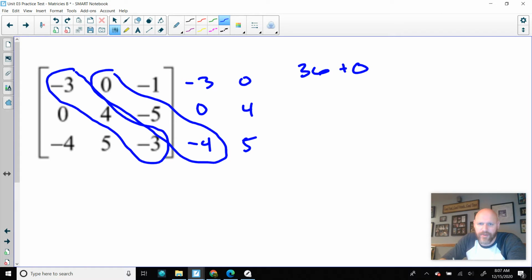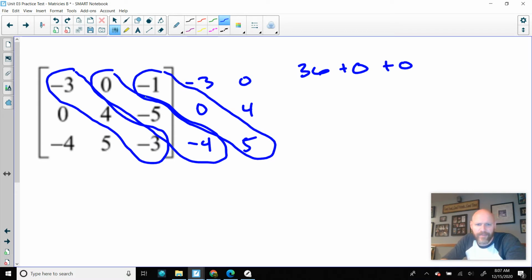So plus 0. And unfortunately, the next one has a 0 in it as well, so that happens really quickly. It's just going to be another plus 0. But if I multiplied them and it gave me a number, I would just put that number in there, whatever it was. Now we're going to turn around and head backwards.